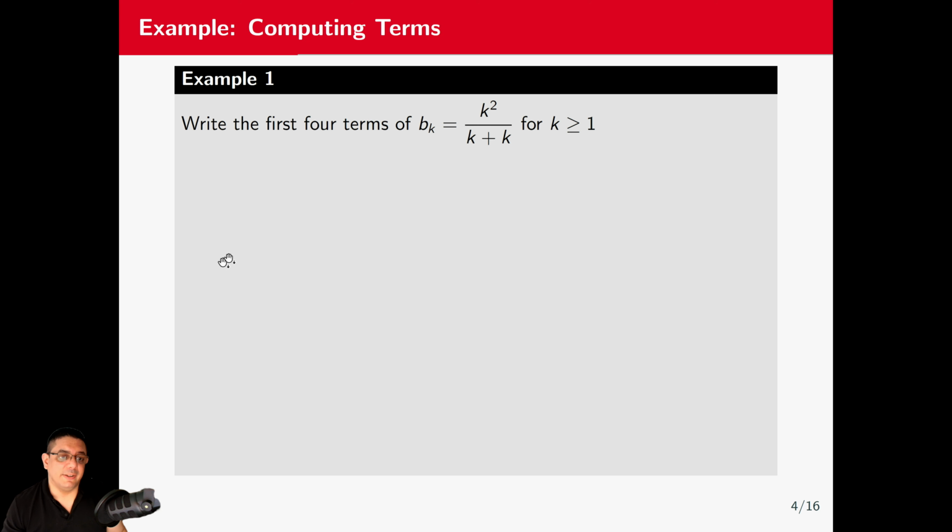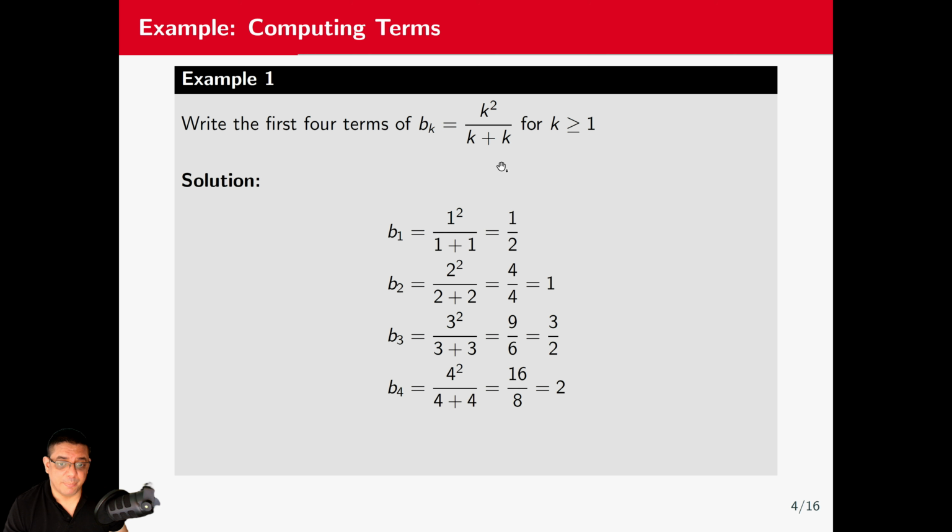But now, let's take a look at a more complex sequence. We have b_k equals k squared over k plus k. The presentation of this is a little weird, but it is a very valid sequence. You can obviously simplify expressions, but this is just to see how k can be plugged in to obtain the values.